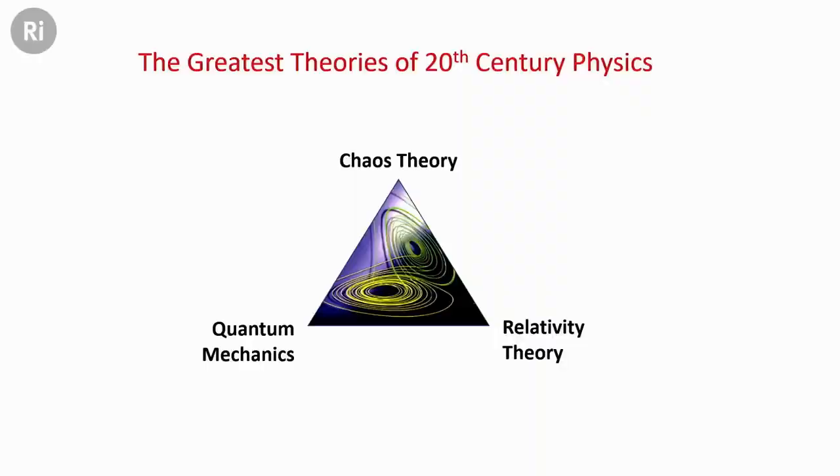I'm actually going to claim chaos theory is one of the great theories of 20th century physics, along with quantum mechanics and relativity. Einstein's special and general theory of relativity are clearly two mega theories in physics. I'm going to claim that chaos theory is the third.